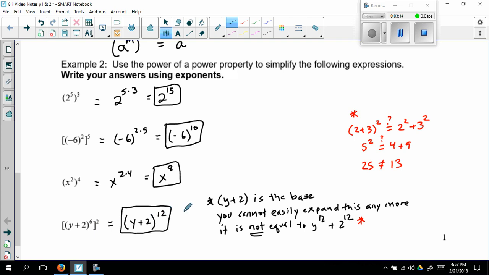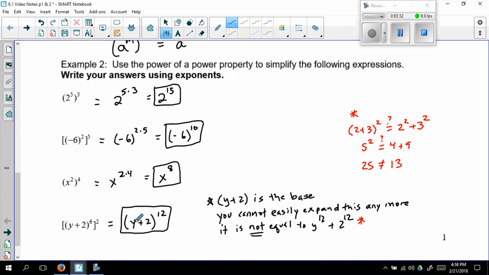We can't easily expand this. We're going to just leave it like that. It is potentially possible to multiply y plus 2 times y plus 2 times y plus 2 times y plus 2, 12 times, but it's going to get extraordinarily complicated. So using these exponent powers, at this point, we're going to just leave it like that.